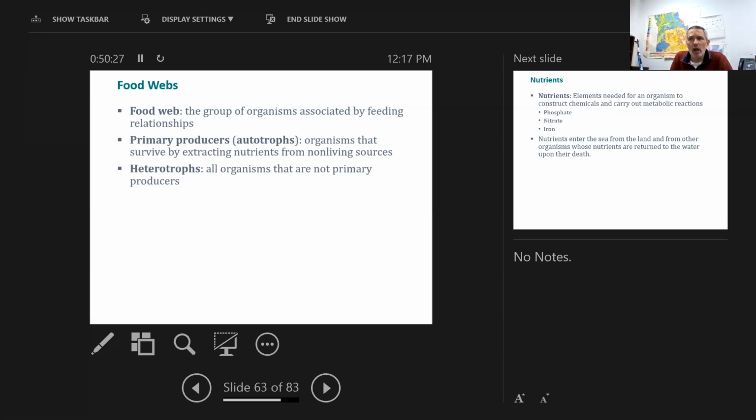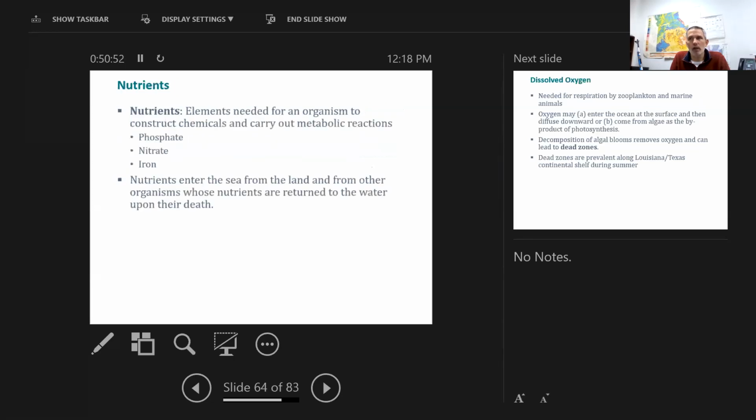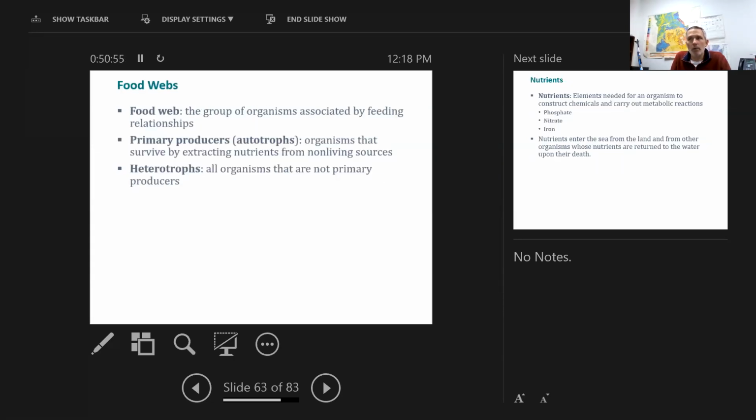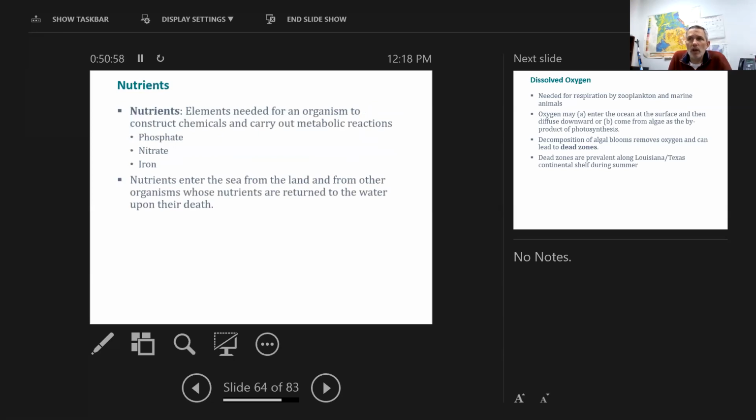Food webs usually start with primary producers called autotrophs, auto meaning self. These are organisms that extract nutrients from non-living sources and use those to generate their energy. And then the heterotrophs, like we are, are organisms which are not primary producers, and so we rely on those primary producers. If you are a primary producer, an autotroph, you definitely want to make sure that you have some nutrients. Some of the nutrients that are fairly common in the ocean are things like phosphates, nitrates, and iron.